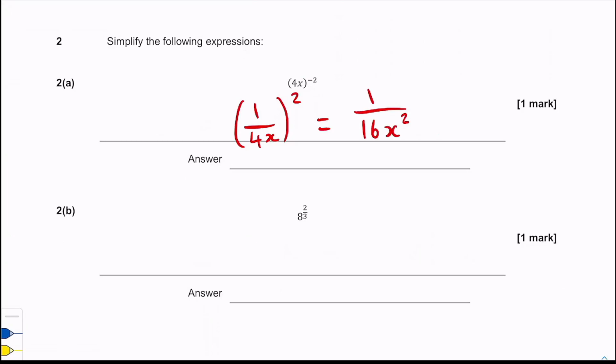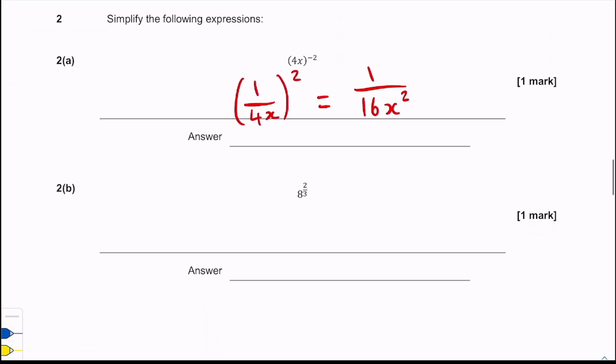Okay, let's move on to part B. For part B, we've got 8 to the power of 2/3, and this is the same as saying 8 with the cube root applied, all being squared. So the cube root of 8 is equal to 2, squared, and 2 squared is equal to 4.